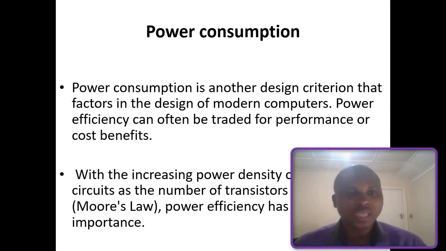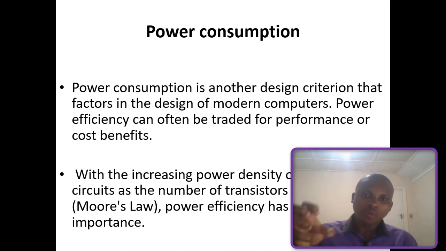Then the power consumption, guys. Power consumption is another design criterion that factors in the design of modern computers. So power efficiency can often be traded for performance or cost benefits. If you want, for example, guys, you can have a gaming machine. You know that a gaming machine needs much more power for it to deliver the performance that it has, guys. So here you'll be trading cost for performance. Okay, so it is going to consume more power.